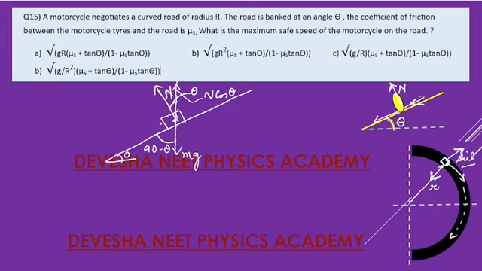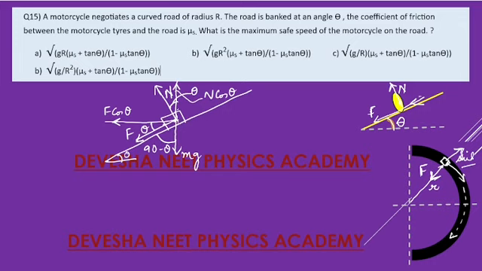Now the friction is acting like this on the body. As we said, the friction is acting like this. Here also, if you look at this, the friction will be acting towards the center. So if it is acting like this, this will be theta, so this will be f cos theta.